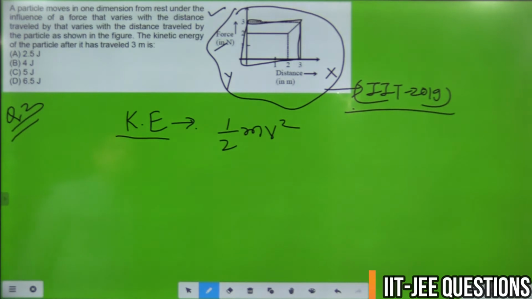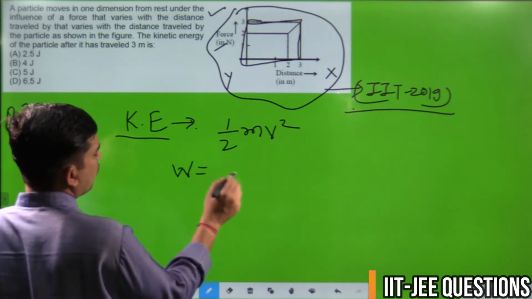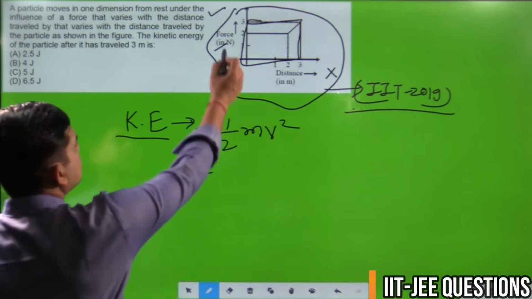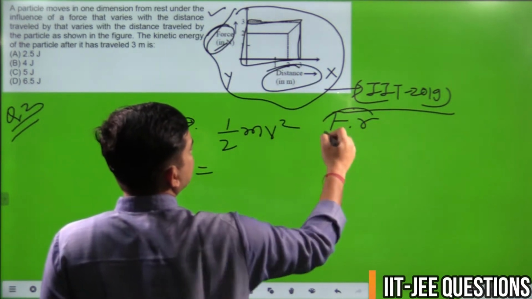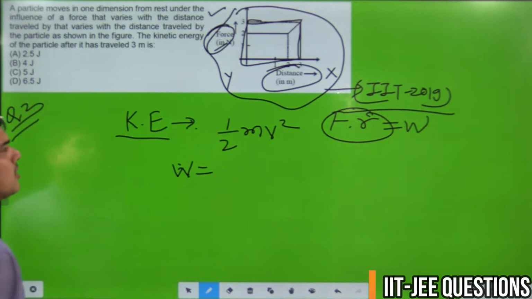If you calculate the area, then we will get work done, because force into distance is equivalent to work done. That's why to calculate the work done, first calculate the area. Then what will be the area?